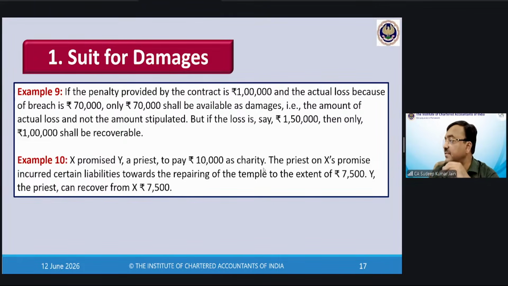Sir, in the third point of the slides, the slide is saying that liquidated damages, reasonable damages can be claimed, but if the damages are in the nature of a penalty, that is high damages, high compensation, then relief will not be granted. And the third point is saying that if the amount is decided as the maximum compensation, example number 9, in that case the maximum amount is equal to the amount decided at the time of contract.